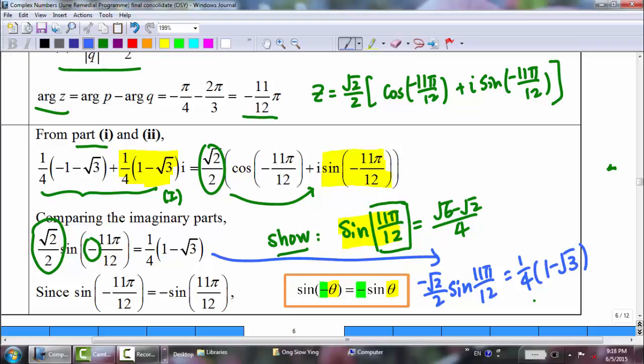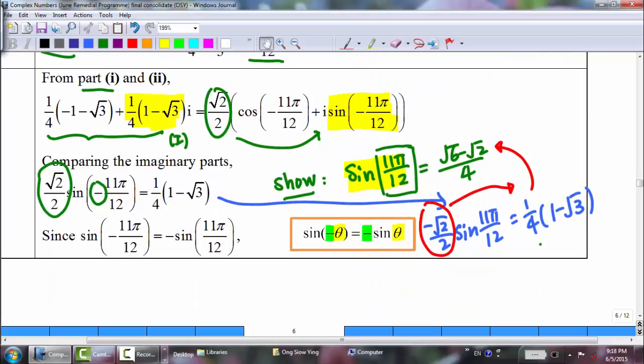What is the next thing you should do? The next thing you should do is get rid of the minus root 2 over 2. You bring it over to this side. And once you do that, hopefully you will be able to end up with this answer. Okay? You will end up with this answer. Okay, so this is what you will get.